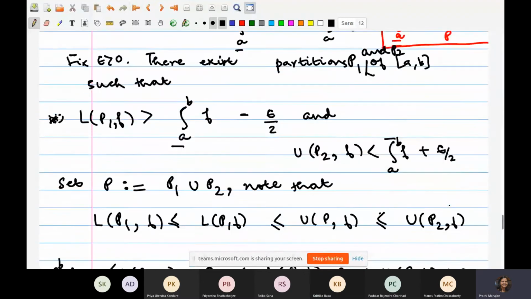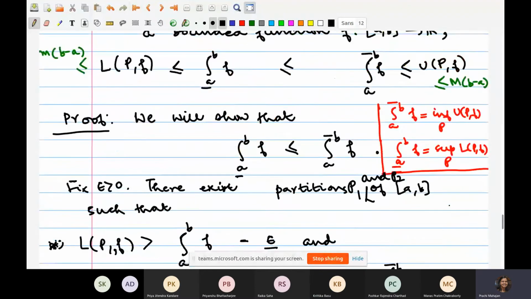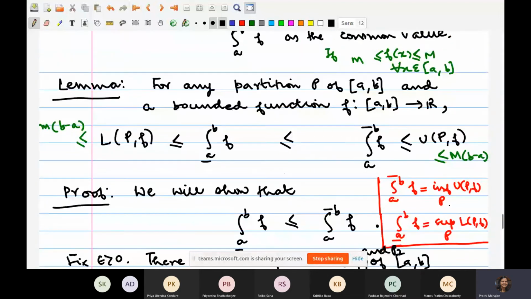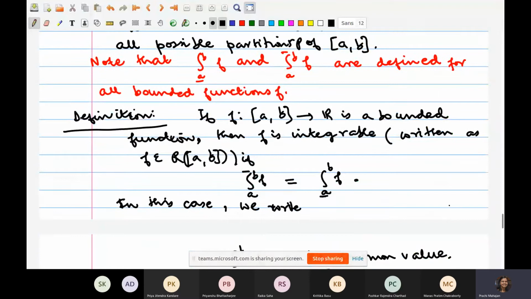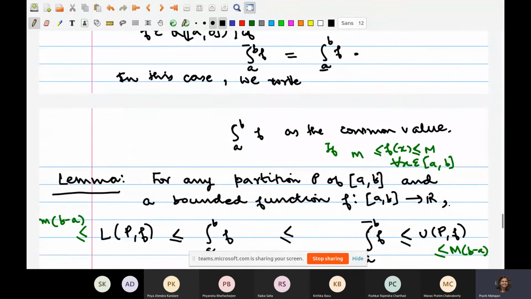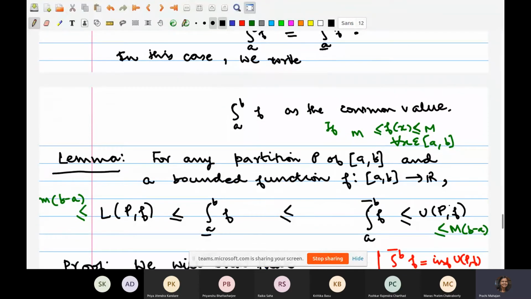This was just an observation on the side that the lower integral is always less than or equal to the upper integral. If you go back to the definition of integrable functions, we say that a function is integrable if the lower integral and the upper integral agree. And what does this lemma say? This lemma says that the lower integral is always bounded by the upper integral.